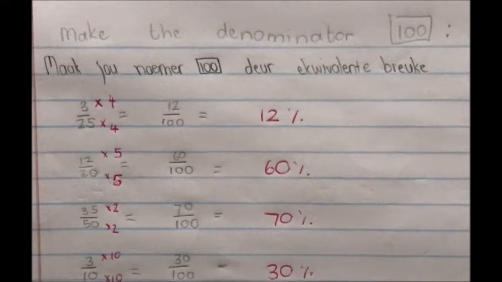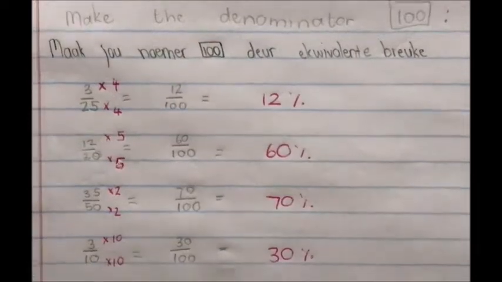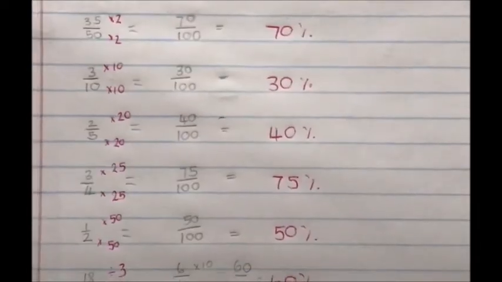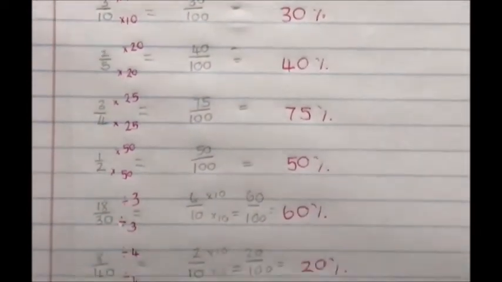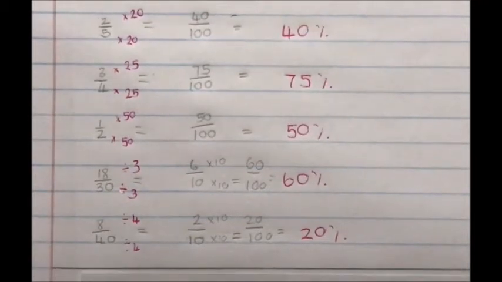So the first one is 3/25, 12/20, 35/50, 3/10, 2/5, 3/4, 1/2, 18/30, and 8/40.